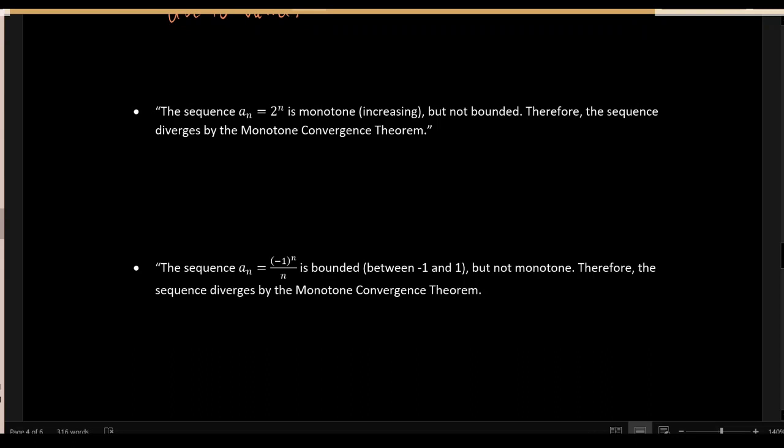Okay, let's check out this second argument. The sequence a sub n equals 2 to the power n. We found that it was monotone, in particular it was increasing, but we found that it was not bounded, in particular it was not bounded on the top. So the student concludes that the sequence must diverge by the Monotone Convergence Theorem. This use of the Monotone Convergence Theorem is not valid.